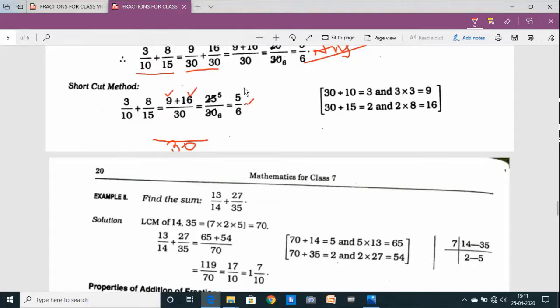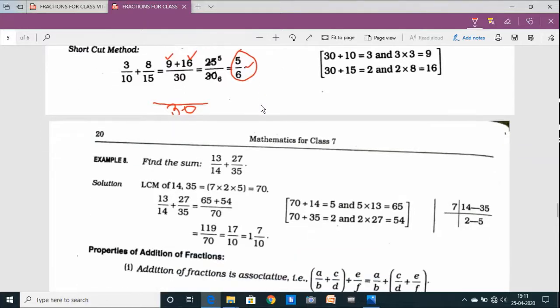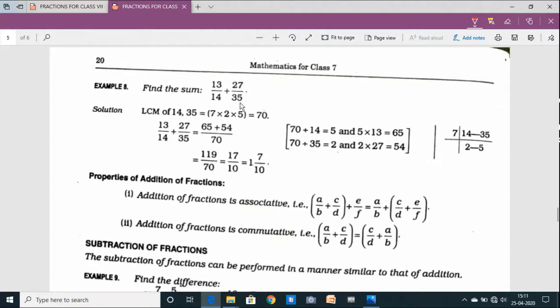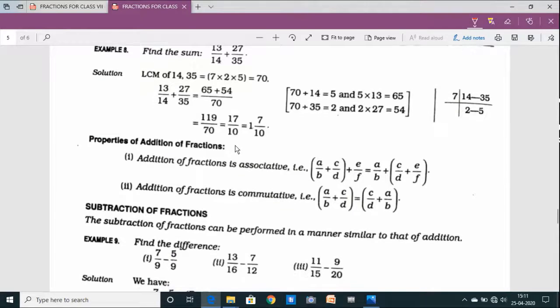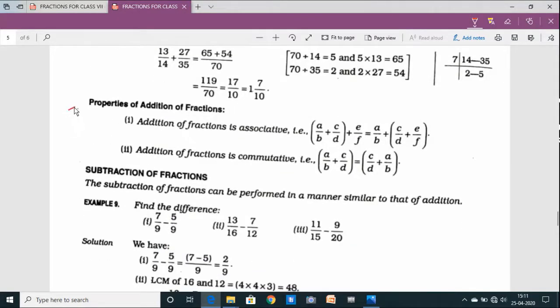This is the shortcut method, and mostly students have done this process. All these questions they have done. Example number 8. Find the sum 13 by 14 plus 27 by 35. Here is the same process: we will take the LCM and then add.